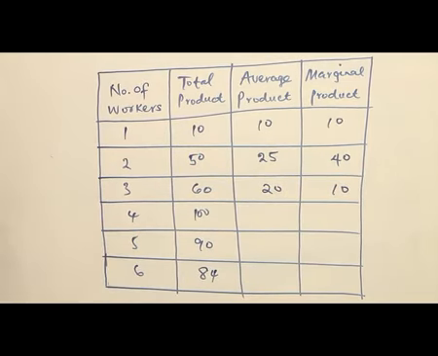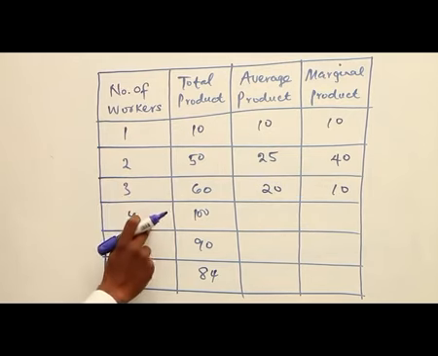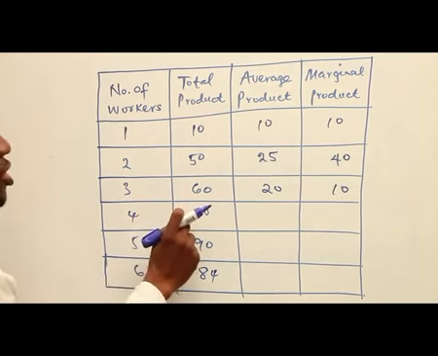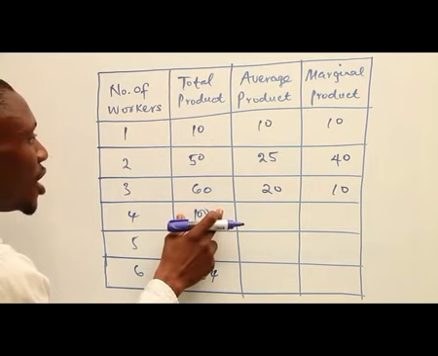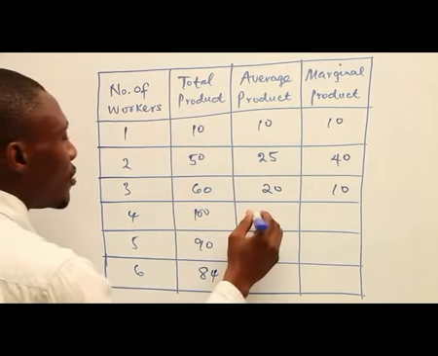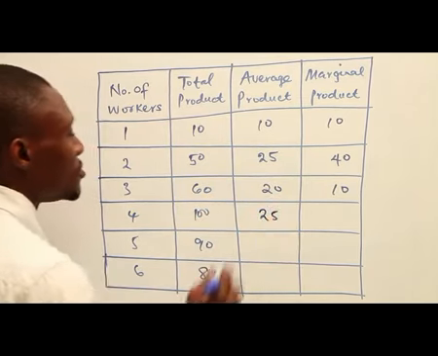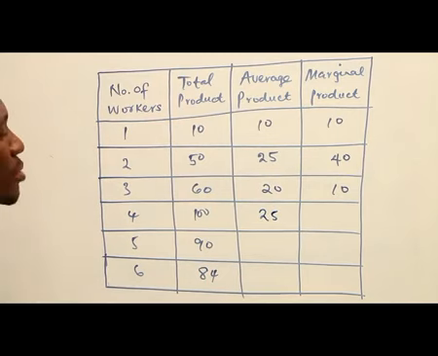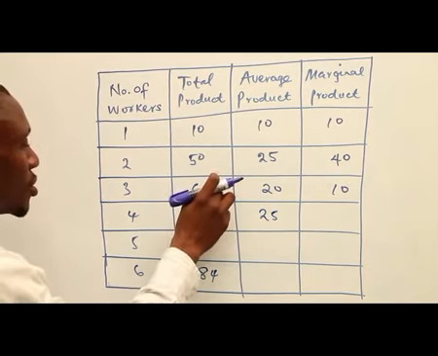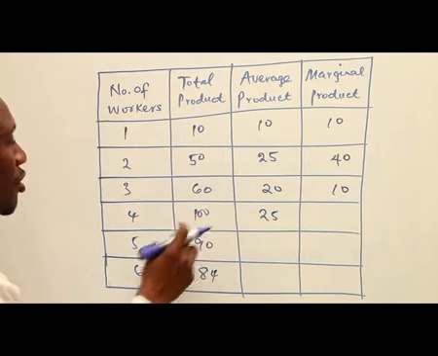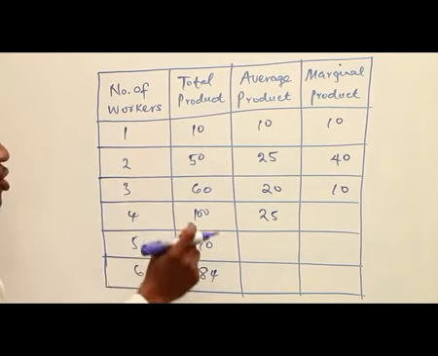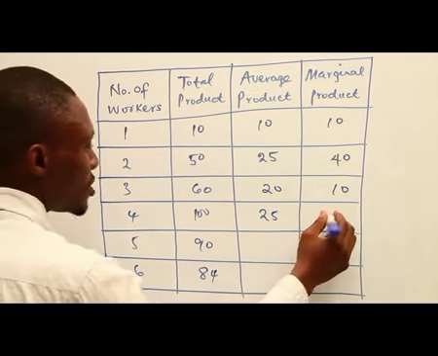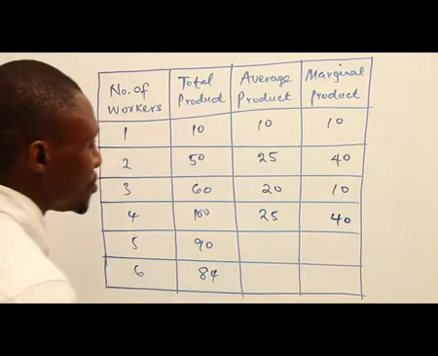When we have 4 workers, that is additional worker from 3 workers to 4 workers, the total product happens to be 100 units. And what's going to be the average product? 100 divided by 4, we have 25. Now, what's going to be the marginal product? The change from 60 to 100 as a result of the change in the worker from 3 to 4 is going to be 40 as well.